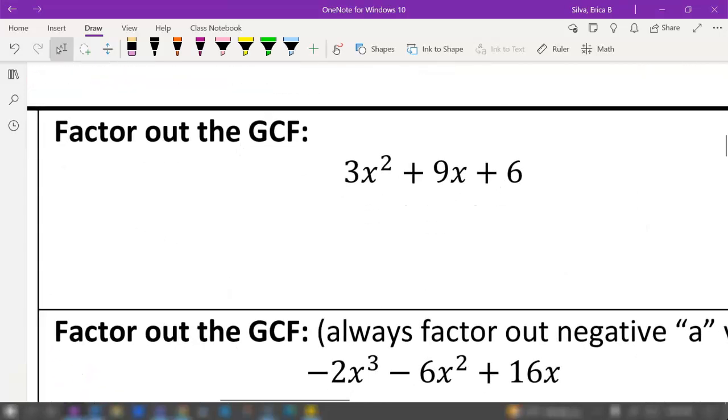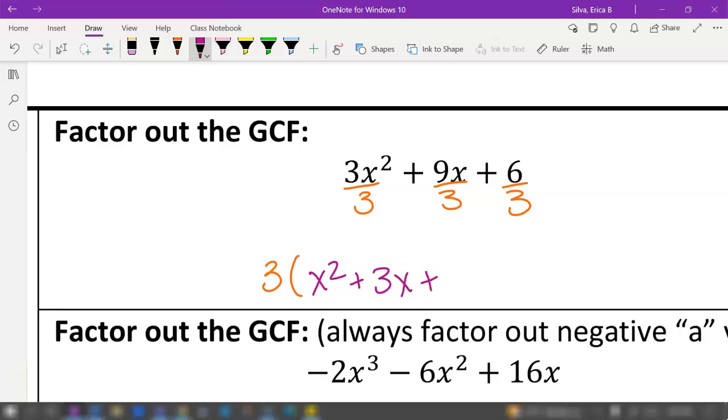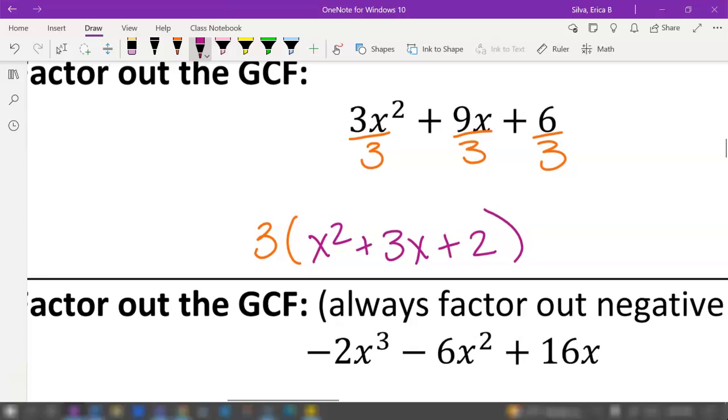Let's factor out the GCF from this one. We look at all 3 terms, and they're all divisible by 3. That's the greatest common factor. So we're going to factor out the 3, put it on the outside of the parentheses, and then we simply divide. 3x squared divided by 3 is x squared. 9x divided by 3 is 3x, and 6 divided by 3 is 2. So when we factor out the GCF, we get this answer.